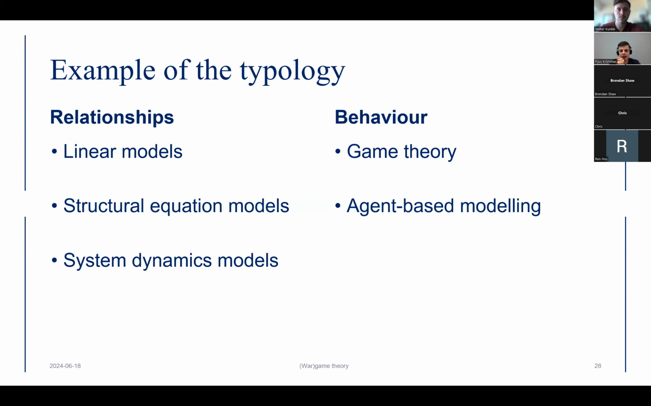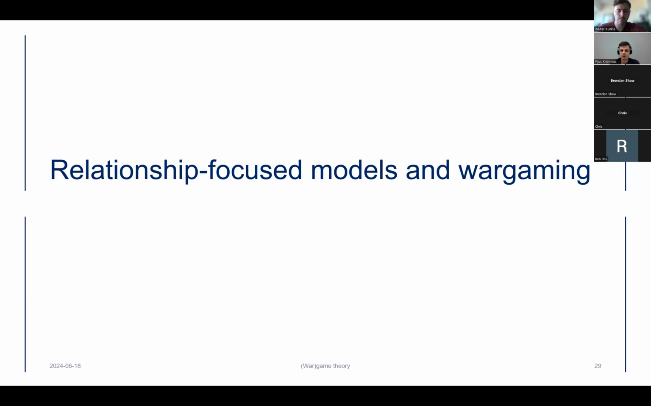Now, when we talk about behavior-focused models, I suggest these models try to explain how humans behave. So it's not only the factors that are linked together, but it also looks at decision-making and behavioral aspects of social reality. And that could be game theory. It could be agent-based modeling. We'll get to these examples in a moment. So first, let's look at some relationship-focused models and how they can relate to wargaming.